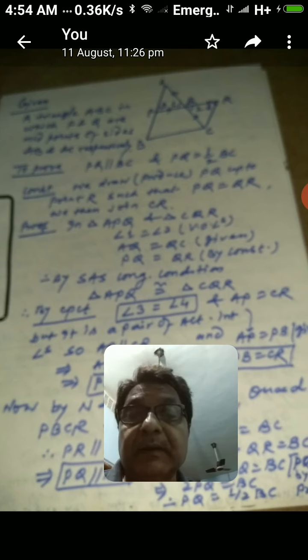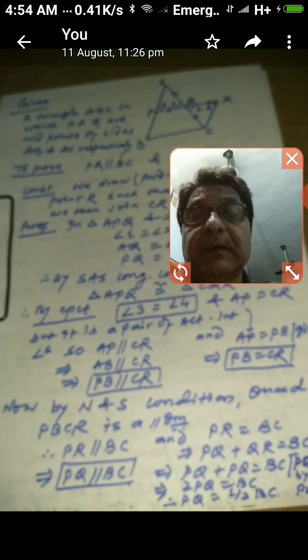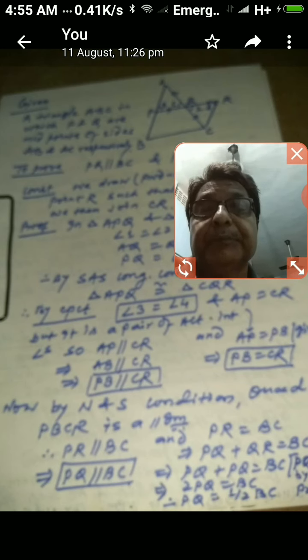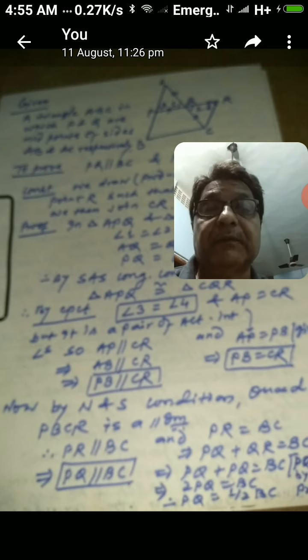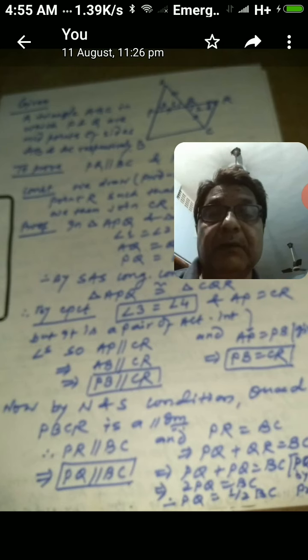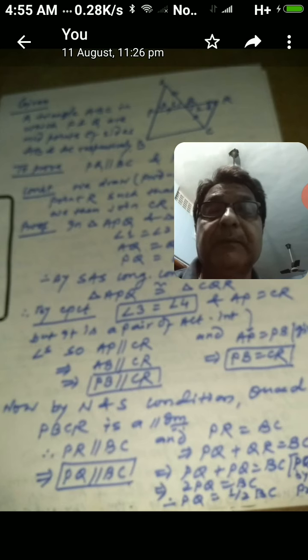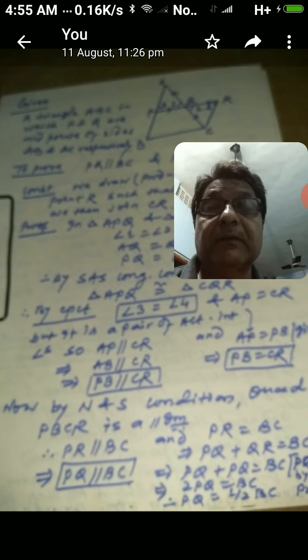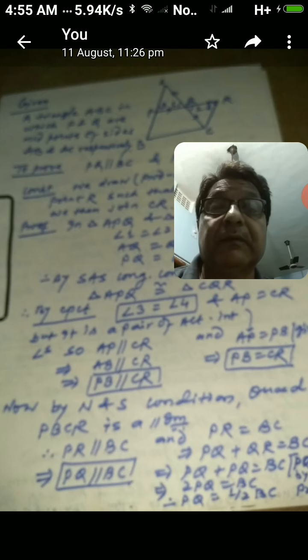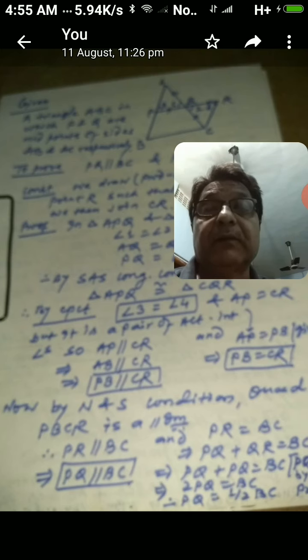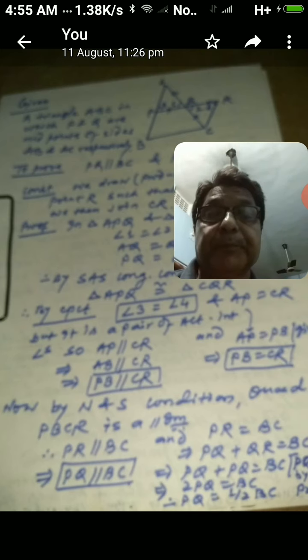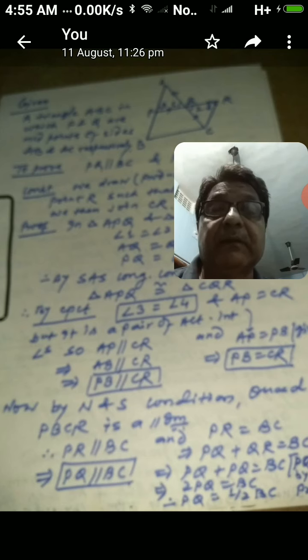Now, angle 3 equal to angle 4, being alternate interior angles, indicates that AP is parallel to CR. And we know, students, that the produced part or the cut part of parallel lines is also parallel. So AP is parallel to CR. This implies that AB is also parallel to CR, and this also implies that PB is parallel to CR. Now the second part of CPCT: AP is equal to CR.